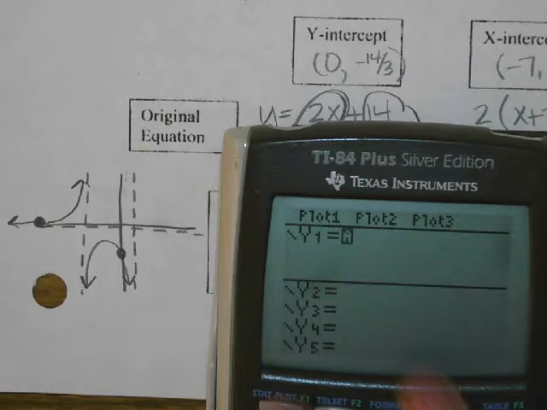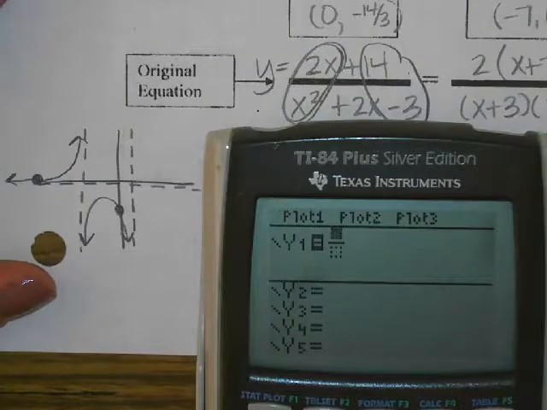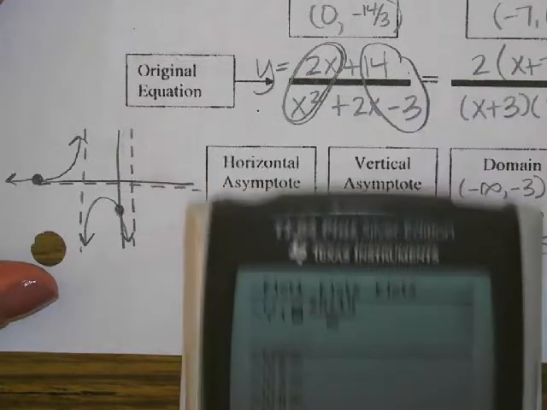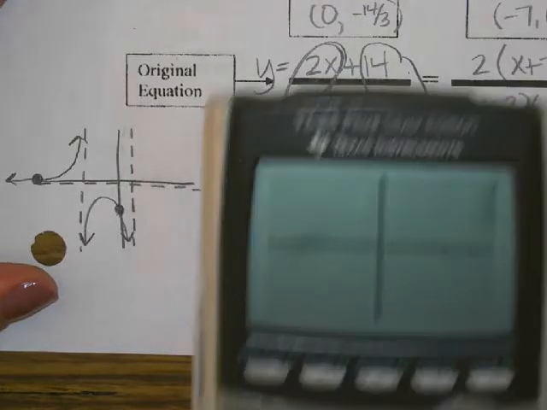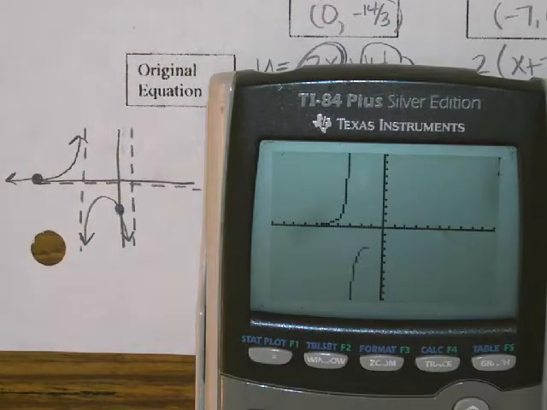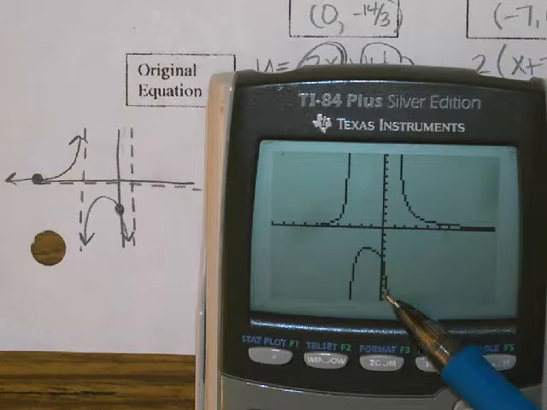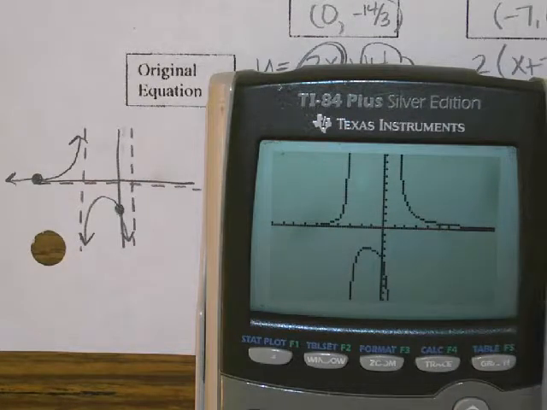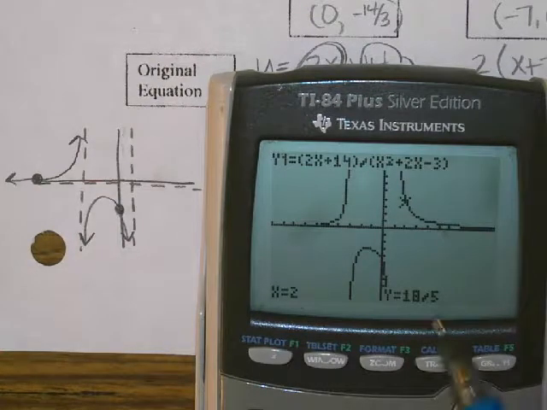All right, so this one, we've got 2x plus 14 over x squared plus 2x minus 3. Awesome. All right, so we know what the left curve looks like. We know what the middle curve looks like. We got a point for that one. Now we need to know this curve on the right. So I'm going to plug in 2, because it's a little bit to the right of the asymptote.